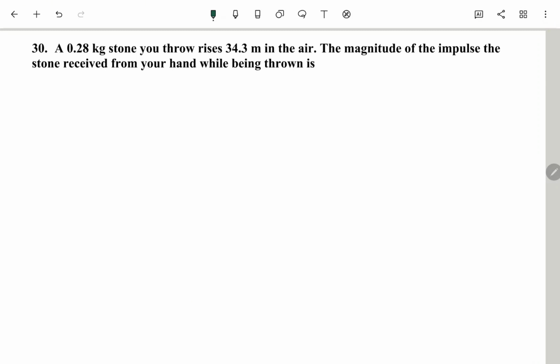A 0.28 kilogram stone you throw rises 34.3 meter in the air. The magnitude of the impulse the stone received from your hand while being thrown is. Now let's calculate the impulse right here, equal to P2 minus P1, and you substitute the numbers. It's 0.28 times 0 plus 0.28 times v. Now we need to find how much v is in this situation here.